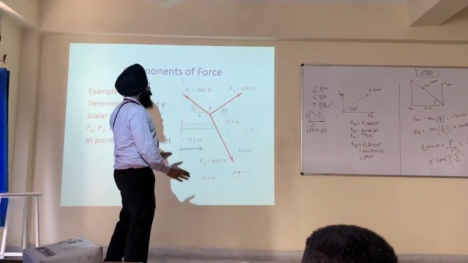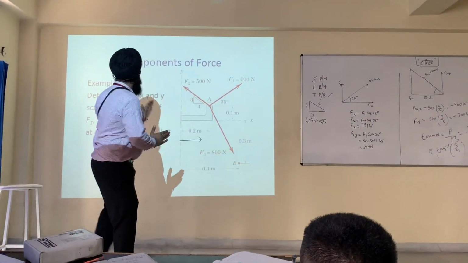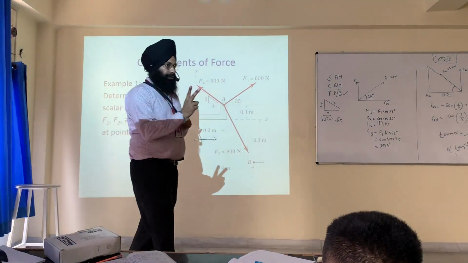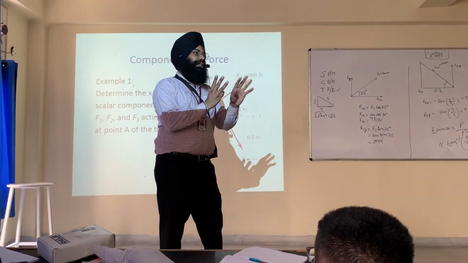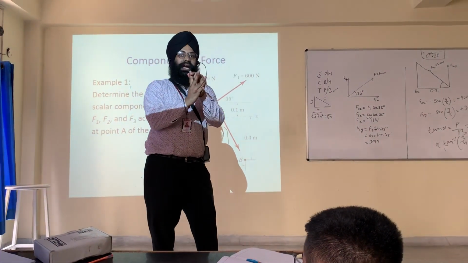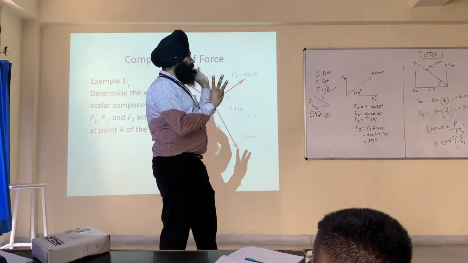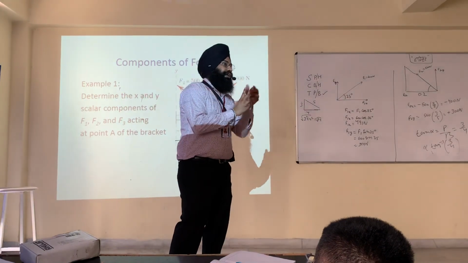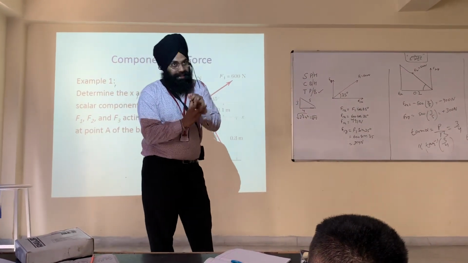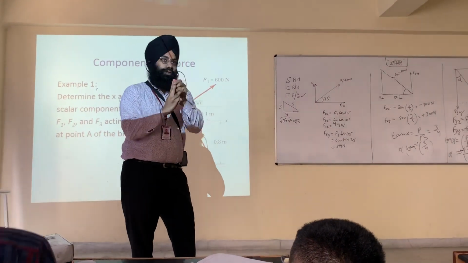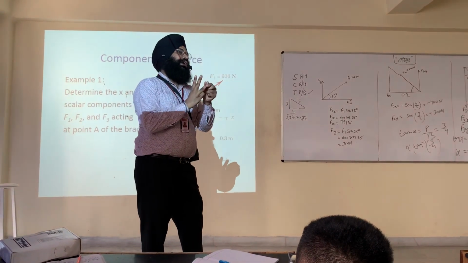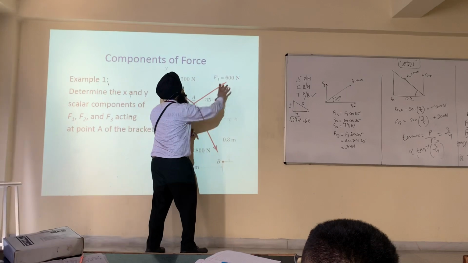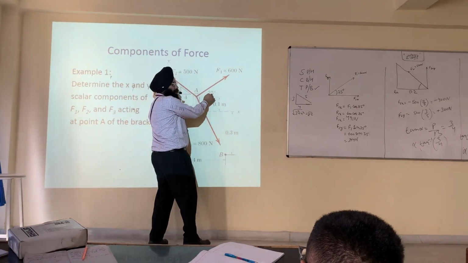First of all, in order to calculate the scalar component of forces, you need two things out of three. The three things are: the value of the resultant force, which is given as 600; second, the angle at which that resultant is acting with respect to the x direction, which is also given as 30 degrees; and third, if the distances in x and y are given, we can calculate the angle.